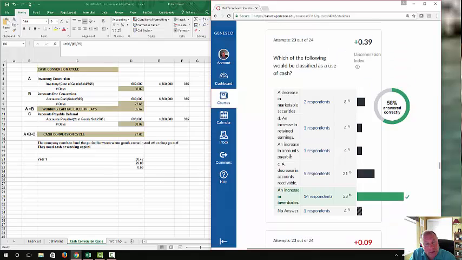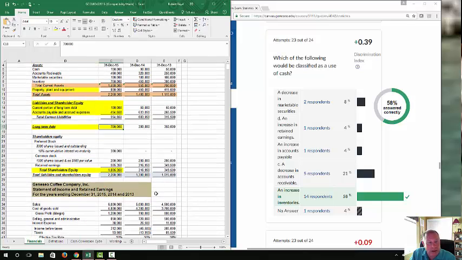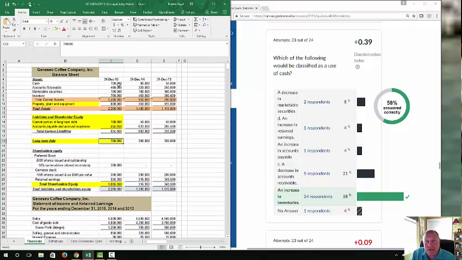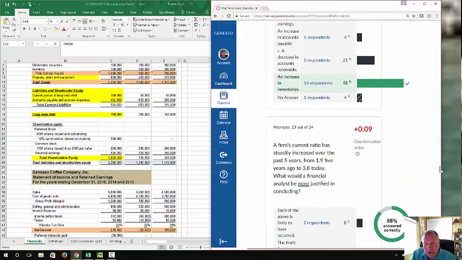Payable would cause the payable to go up, cash to go down. A decrease in accounts receivable means they're lower, that would produce cash. And the last one is an increase in inventories. So you want to go through the balance sheet, and that's essentially what I just did here, and say, okay, what happens here? So that's an example of that one.